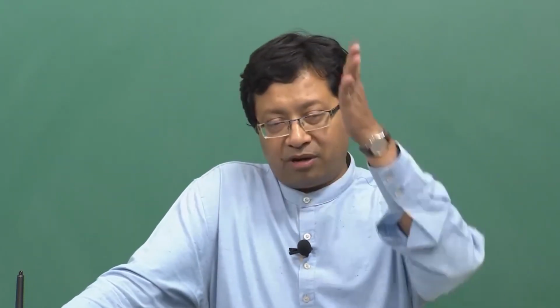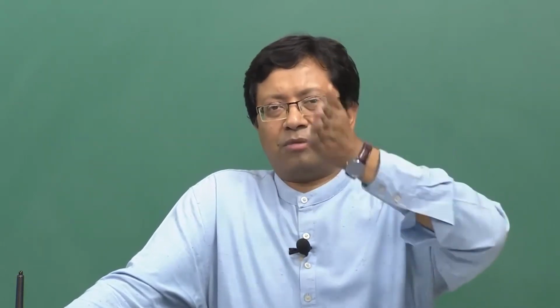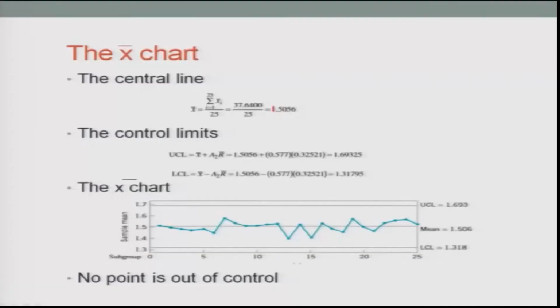Now if I go to the x bar chart, I do the same calculations. I find x double bar, which is the sum. If you remember, the second last column had all the averages, x1 bar, x2 bar, x3 bar, till the last one. I find the average, which, again using the red color highlighter, comes out to be 1.5056, which is this line.